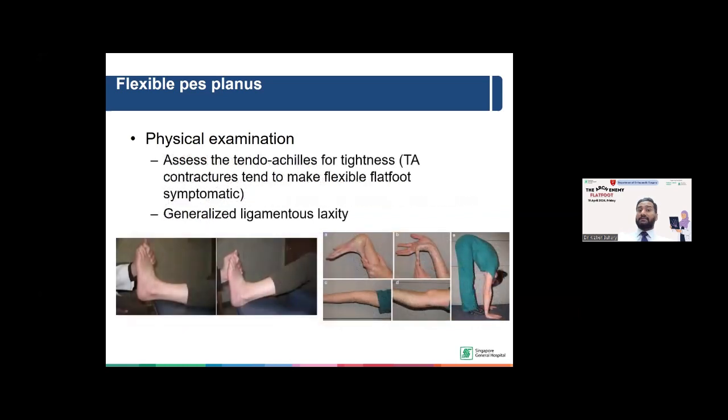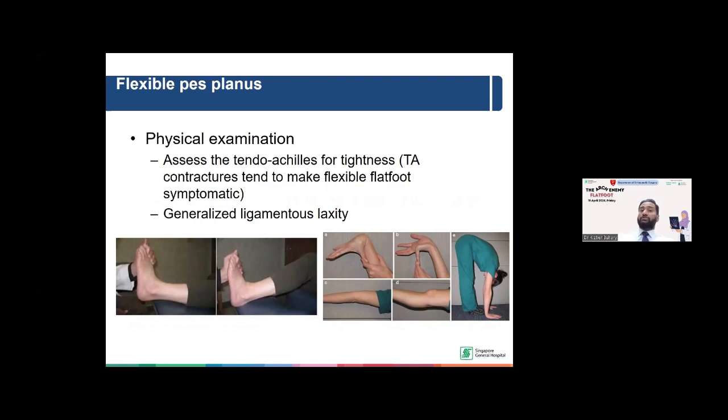We also look at the tightness of the Achilles tendon. And typically, these patients do have a tight Achilles tendon. We assess this by dorsiflexing the ankle, and then bending the knee and dorsiflexing again to assess the gastrocnemius muscle tightness.